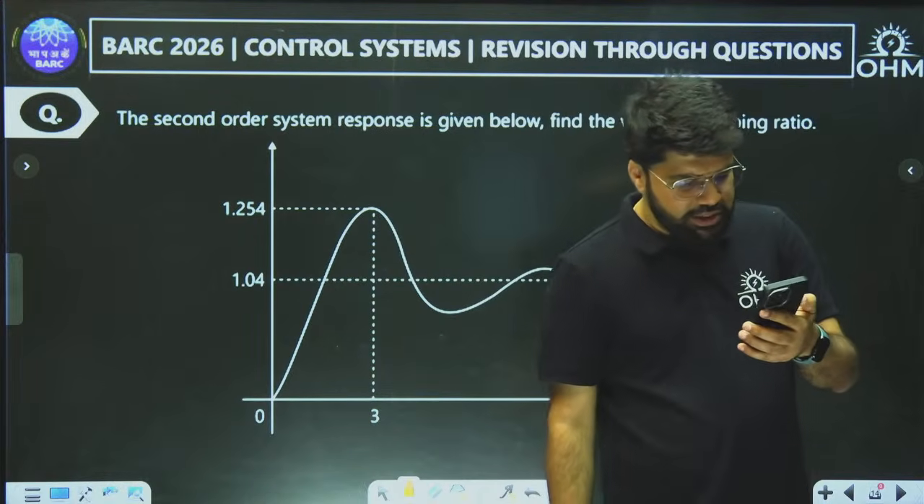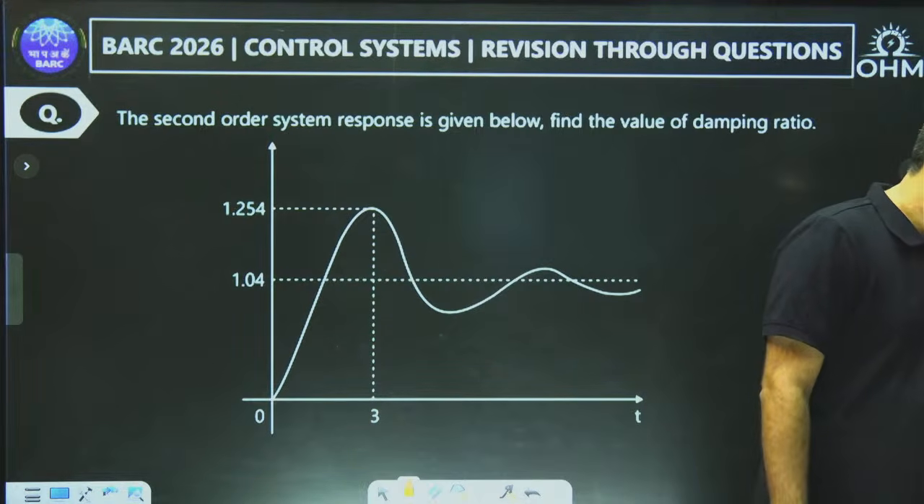Sai Vikas, B it is, not C. Just check it out once again. The answer turns out to be B here.